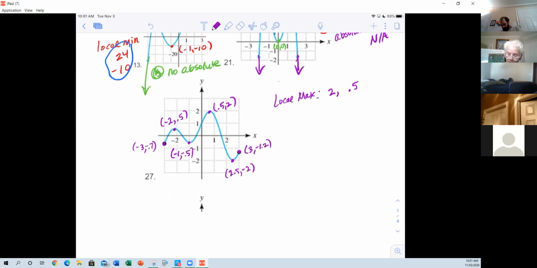Is there an absolute max? Is there one that's higher than any of the others? Yeah, I would say the one at 2, because that's the highest one I can see. Right. So the absolute highest point is 2.